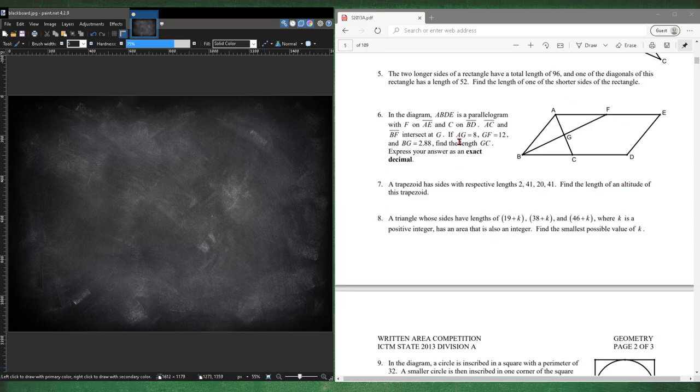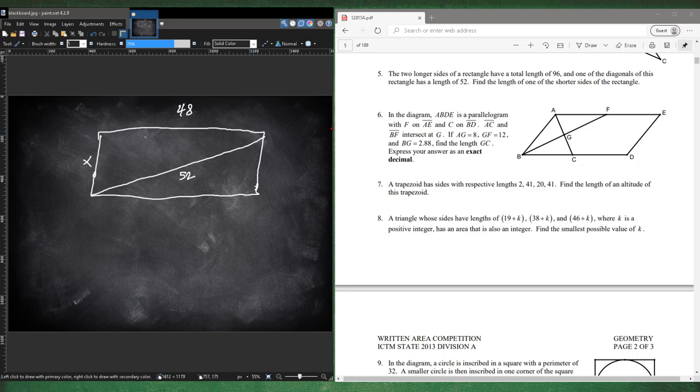Number 5. The two longer sides of a rectangle have a total length of 96. So that means one of the sides, since we only want one, not two of them, we divide by 2 to get 48. A rectangle, that's 48. And one of the diagonals is 52. If it's a rectangle, both the diagonals are the same, so just write a 52 somewhere for one of them. Find the length of one of the shorter sides of the rectangle.